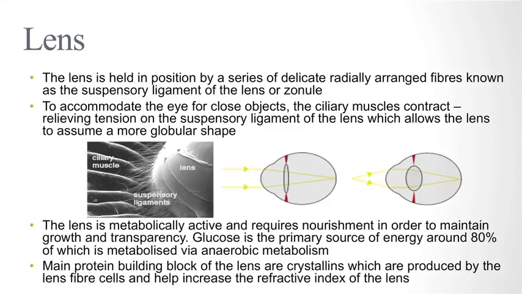The lens is metabolically active and requires nourishment in order to maintain growth and transparency. Glucose is the main source of energy, around 80% of which is metabolized via anaerobic metabolism. The main protein building blocks of the lens are crystallins, which are produced by the lens fiber cells and help increase the refractive index of the lens.